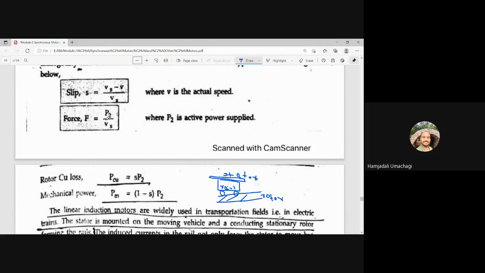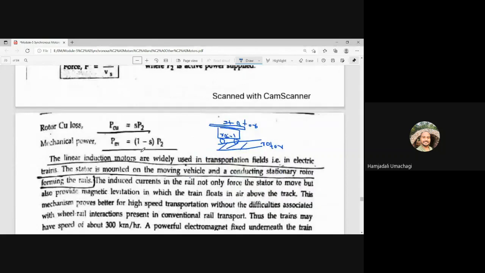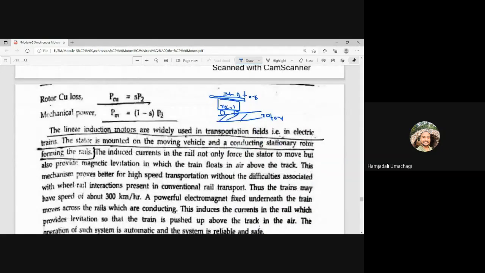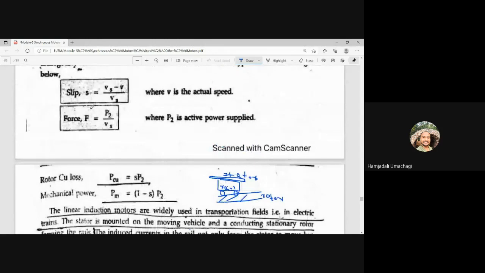If you look at the expression for torque, torque is equal to P by omega. Here in place of torque there will be force, power is P2, and omega is replaced by Vs. So analogous to the torque, you have force in the linear induction motor, given by F equal to P2 by Vs, where P2 is the active power supplied. Then the rotor copper loss in the linear induction motor, PCU, is given by S into P2, slip times the active power supplied. Similarly, the mechanical power PM is equal to (1 minus S) times P2. So these are all the formulas related to the linear induction motor: slip, force, rotor copper loss, and mechanical power.